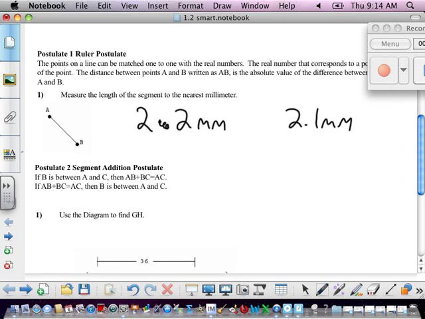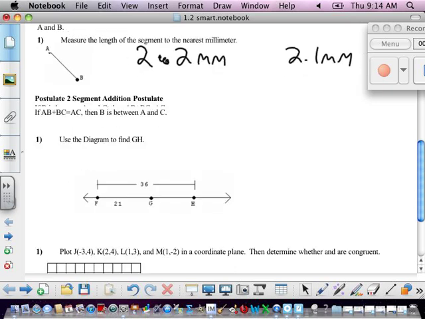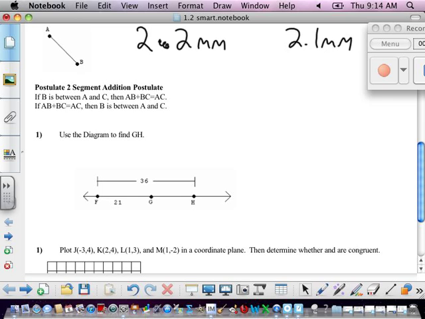Postulate 2, segment addition postulate. If B is between A and C, then AB plus BC equals AC. If AB plus BC equals AC, then B is between A and C. So let's draw a picture for that one.